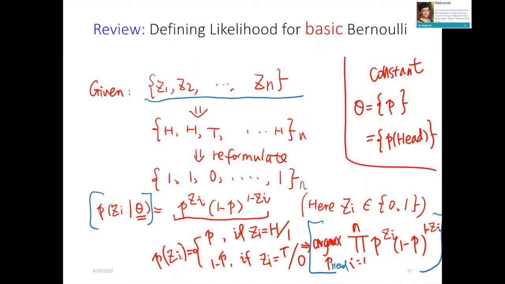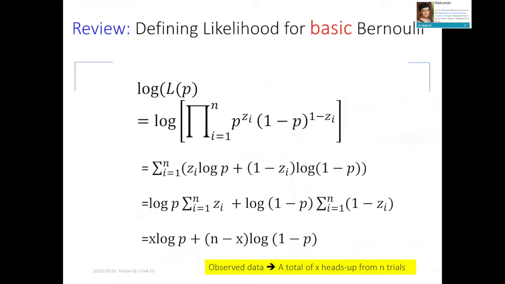All right, so this is the product from i equals 1 to n. Then you just take the log of the likelihood, L(p). Sorry about the background. So you have the log L(p), and you just put the previous page there. You can do a derivation.